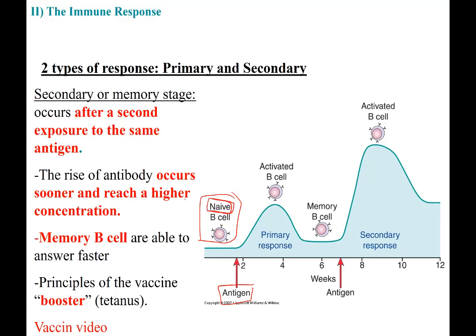Naive B cells are exposed to this virus, and because they're completely naive, they don't exactly know what's going on, and it's going to take time for them to be activated and produce antibodies. The curve you see here in green is the amount of antibodies that a B cell is able to produce. So you see it's going to take some time for the activated B cell to produce antibodies, and the amount of antibodies is not so much. Because of that, you're getting really sick. You get all the symptoms, and it's difficult to recover.